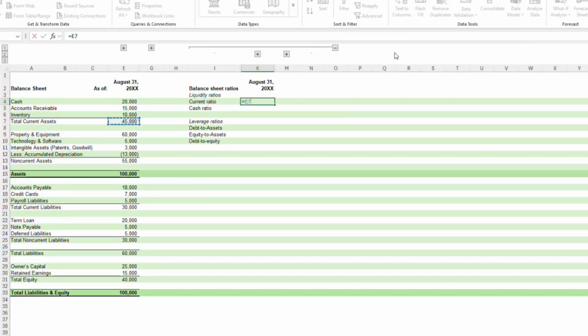There is the current assets divided by current liabilities, okay? And we end up at 1.5. Now, what does that 1.5 mean? Okay, again, there's that intimidation factor. It doesn't have to be intimidating when you understand what this is really trying to tell you.